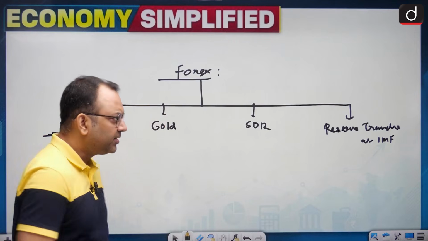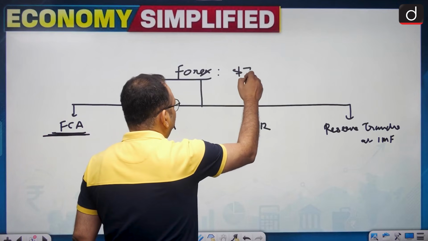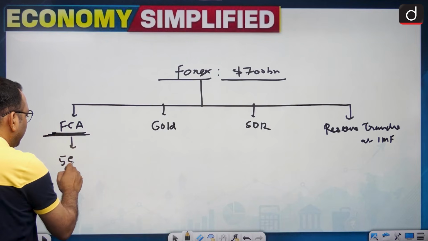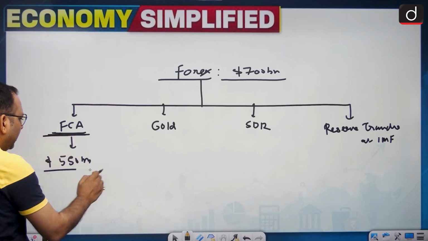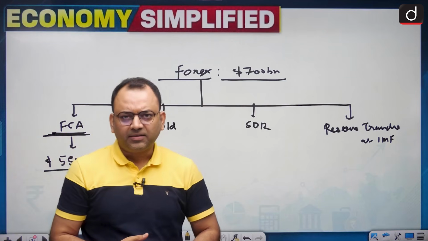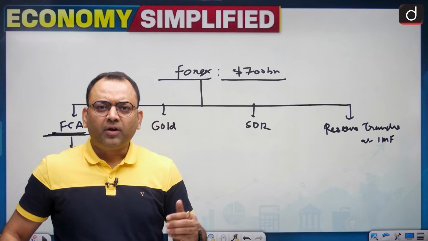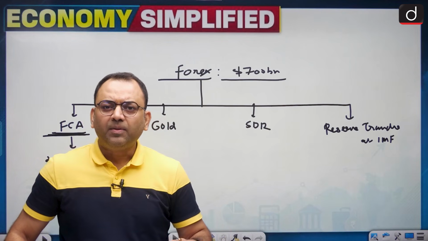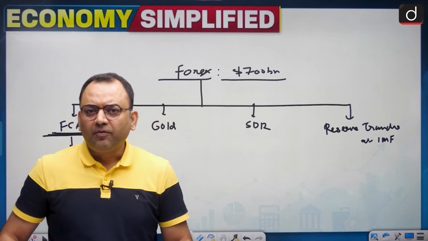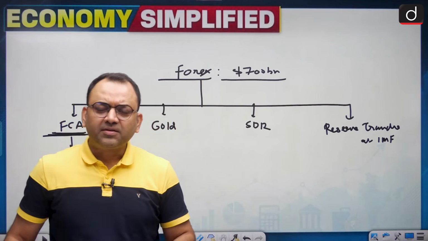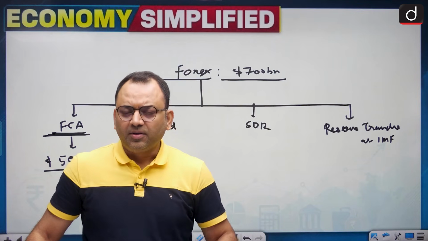Assume that our Forex is, say, nearly $700 billion. So nearly $550 billion is from the foreign currency assets. Now they invest in foreign currency bonds as well. Suppose the RBI buys a treasury bill of the USA. That's a kind of Forex held by the RBI, because the money is invested and retained in dollars.